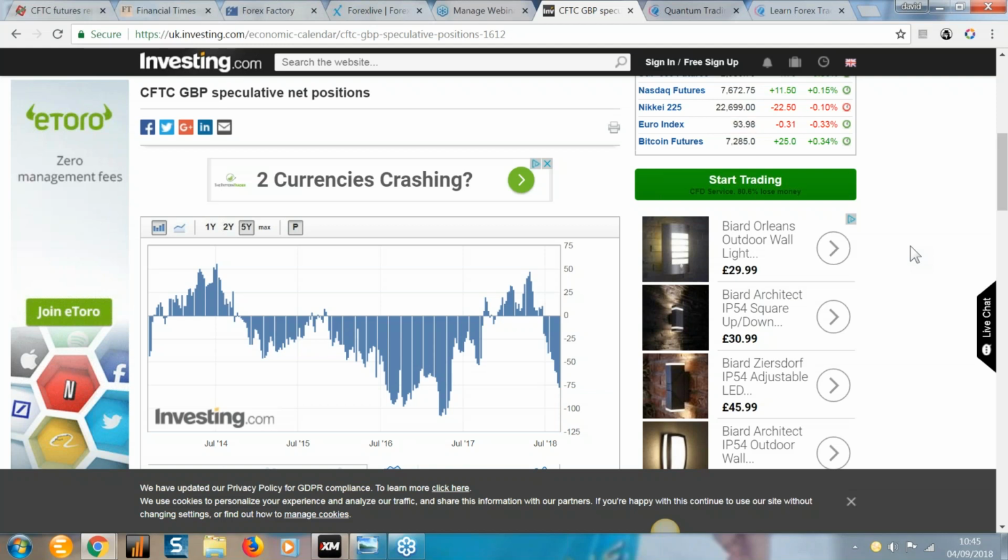And what I wrote in my Facebook post last week, I said, this is for the British pound. This is the pound speculative net positions. Now, the positions that we actually look at as retail traders is quite complex information that's released by the CFTC. Which is why I say you can go and look at it at the CFTC, but I don't suggest that you do if you're not familiar with it.